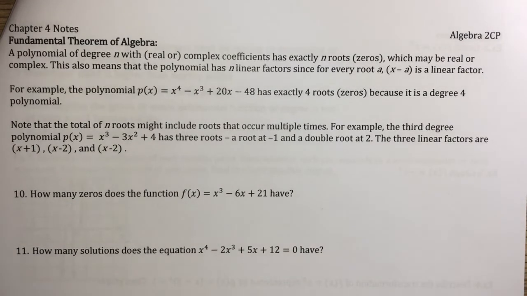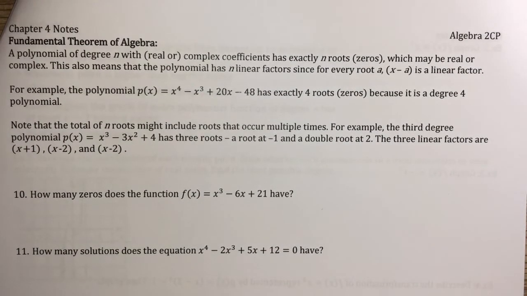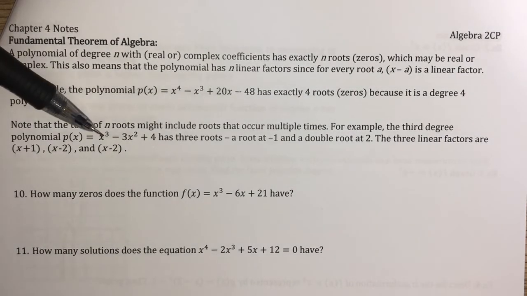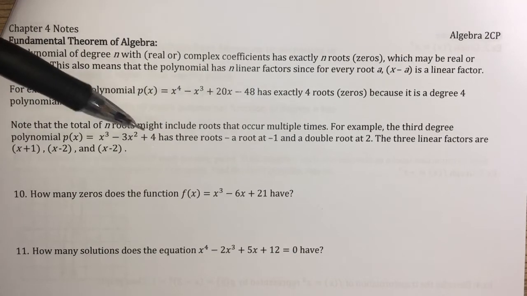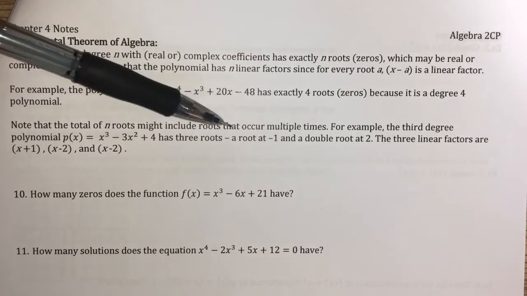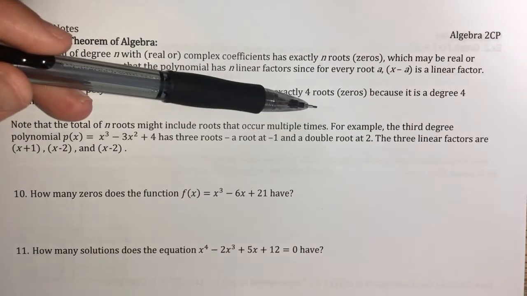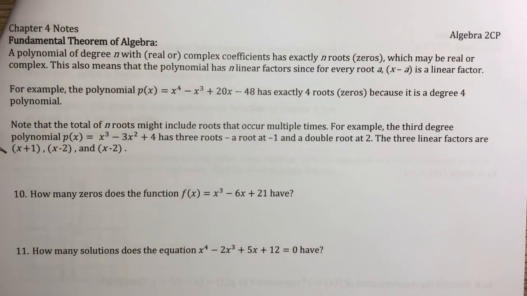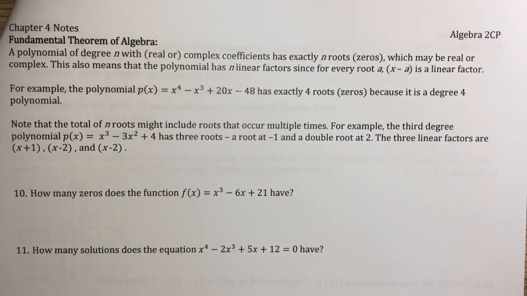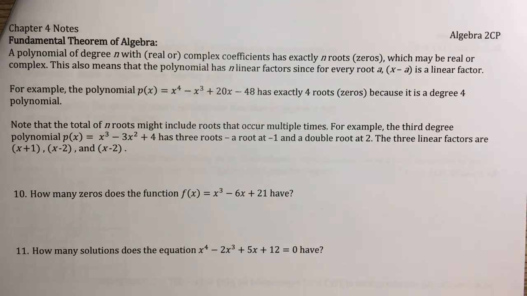And then it says, note that the total of n roots might include zeros that occur multiple times. For example, the third degree polynomial x cubed minus 3x squared plus 4 has 3 roots, a root at negative 1 and a double root at 2. The 3 linear factors are x plus 1 times x minus 2 times x minus 2. Like I've said before, sometimes theorems are very wordy, but this one is very straightforward once you get to actually applying it.